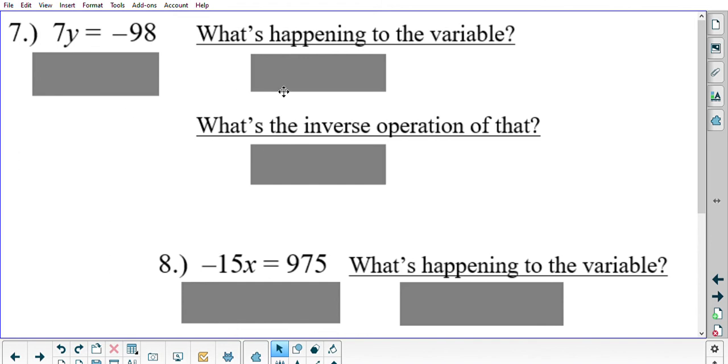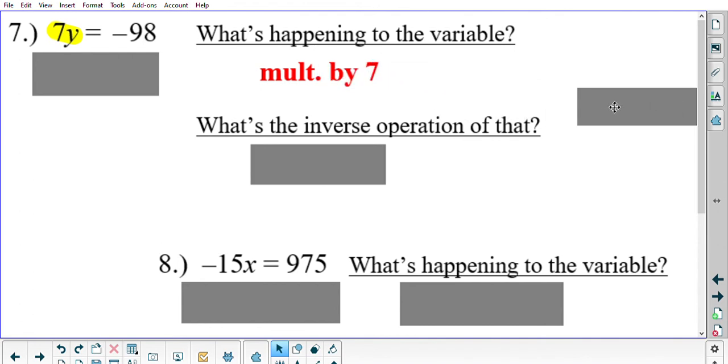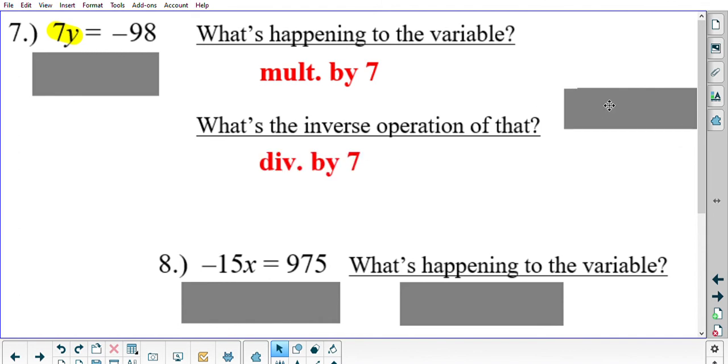What's happening to the variable? Well, this is not addition or subtraction, is it? The 7 is right next to the y. What does it mean when a number is right next to a variable with nothing in between? It means multiplication. So the y was being multiplied by 7. Yes, you can abbreviate the word multiplied if you want, just like I did. What's the inverse of multiplying by 7? Well, of course, it's dividing by 7.